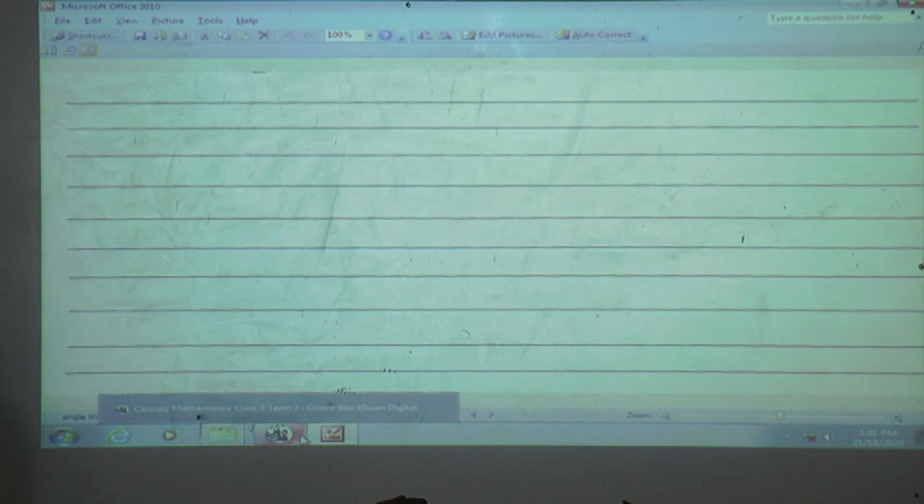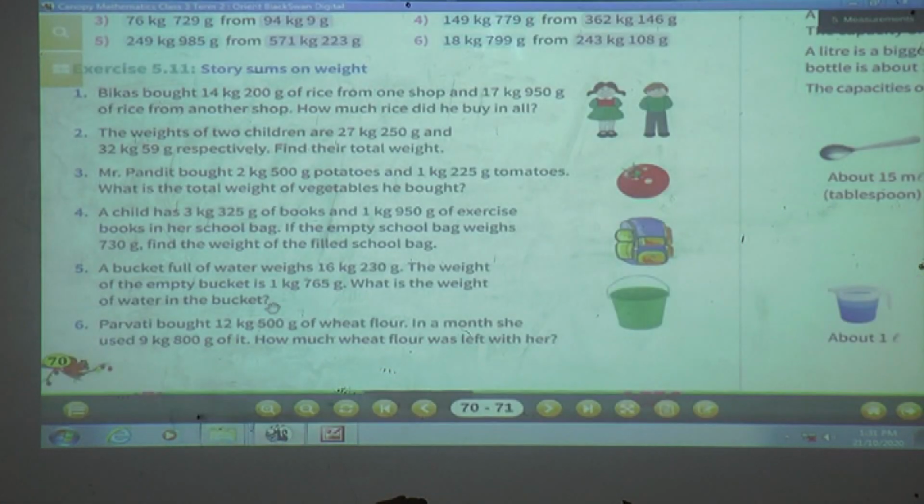Now see the next example, sixth number. Read the question. Parvati bought 12 kg 500 gram of wheat flour. In a month, she used 9 kg 800 gram of it. How much wheat flour was left with her? See, what is the question?